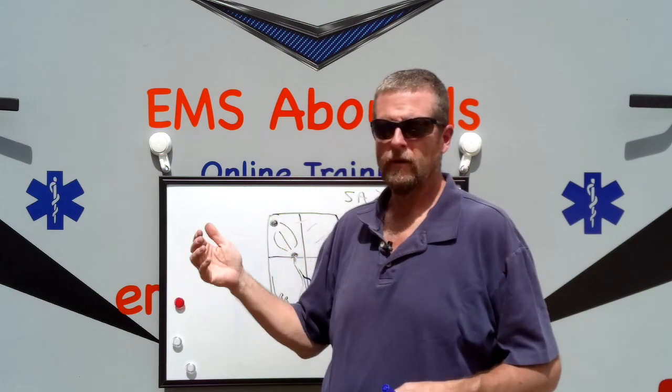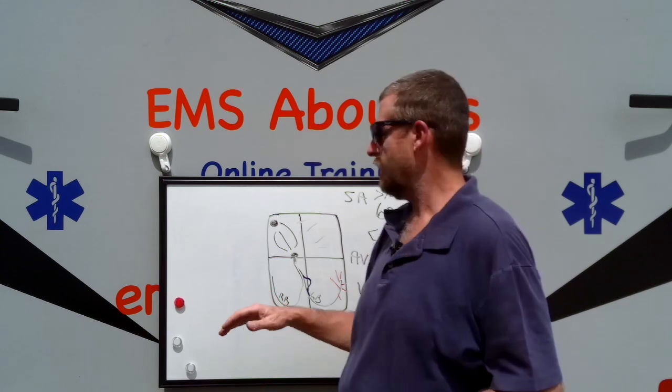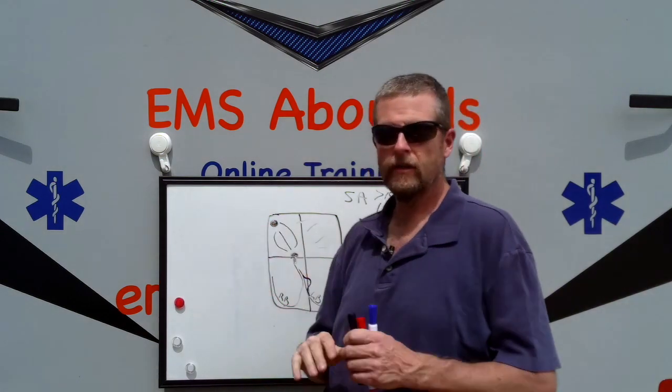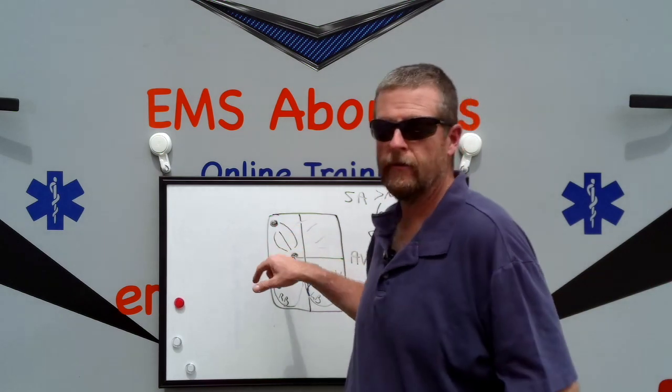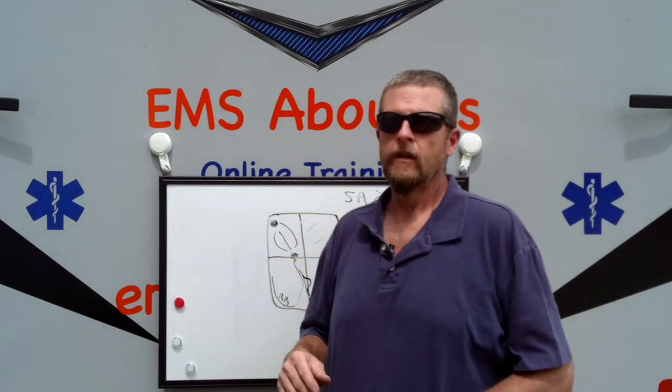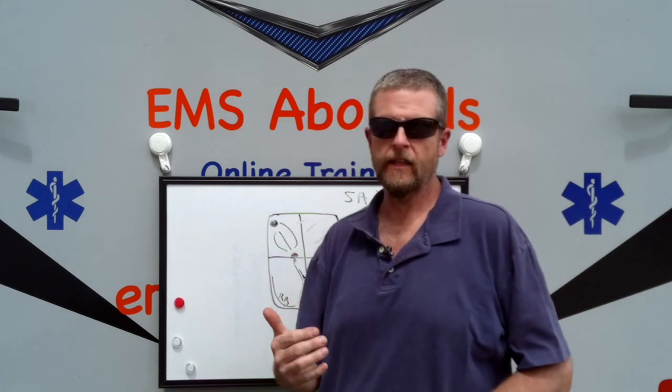We have a storm. Wires go down. Generating station goes offline, whatever it is. Your SA node dies. There's no message getting down the intranodal pathways to the AV node. The AV node kicks in at a lower rate, providing less energy.